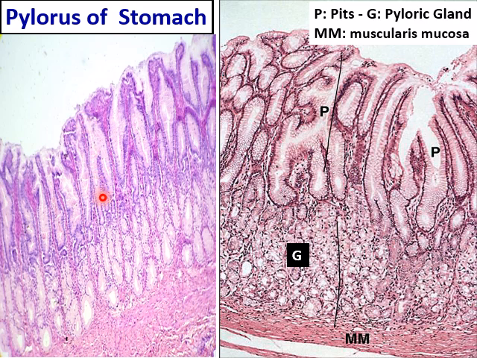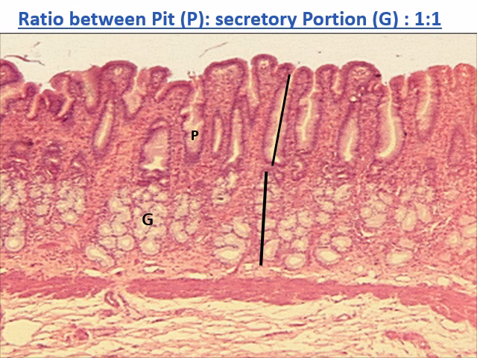Again, this is the pit, wide and deep. Pit to gland ratio 1 to 1. Most of the cells are mucus secreting cells, so the cytoplasm appears vacuolated, and it is not folded as that of the fundus. Again, dear students, this is the pylorus, with a wide deep pit, and pit to gland ratio 1 to 1. The glands are mostly formed of mucus secreting cells, so the cytoplasm appears vacuolated, and there is connective tissue between the glands. This is the muscularis mucosa.